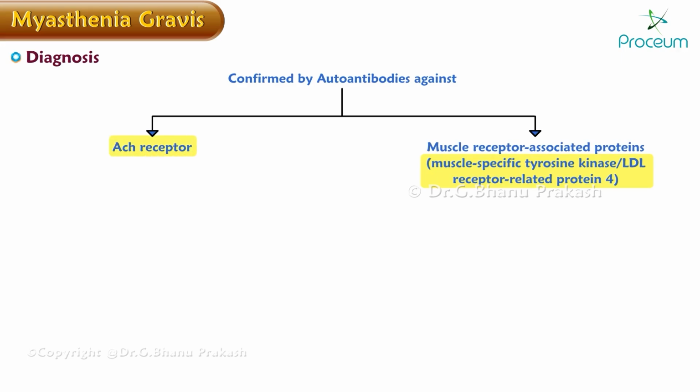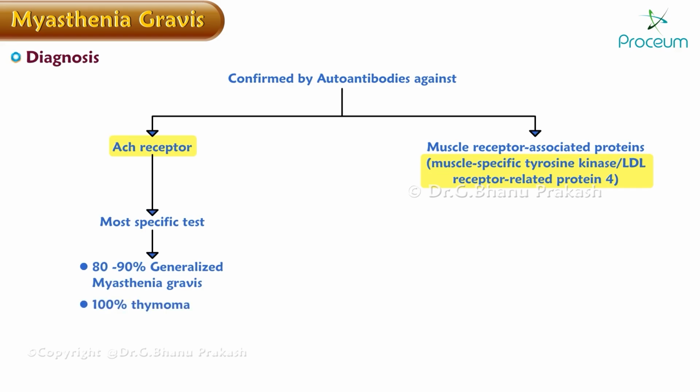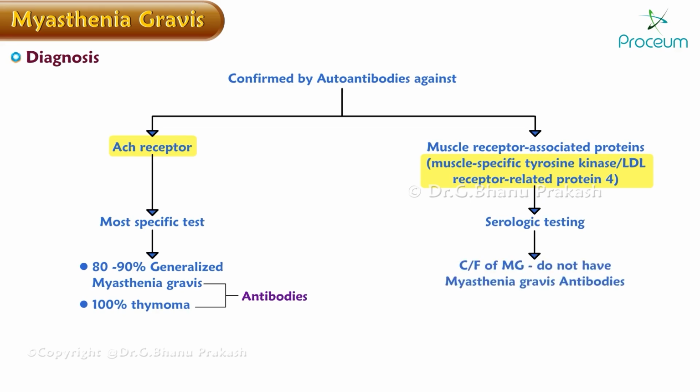The acetylcholine receptor antibody test is the most specific test because 80 to 90% of patients with generalized myasthenia gravis have antibodies and 100% of patients with thymoma have these antibodies. Serologic testing for muscle-specific tyrosine kinase and low-density lipoprotein receptor-related protein 4 antibodies may be performed for patients with clinical features of myasthenia gravis who do not have acetylcholine receptor antibodies.